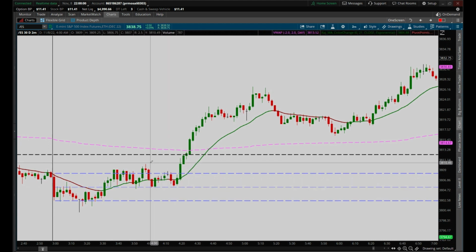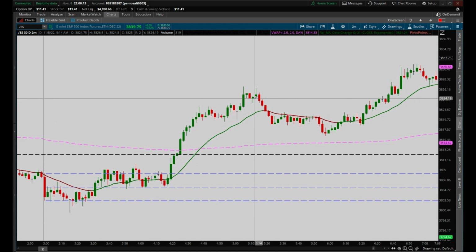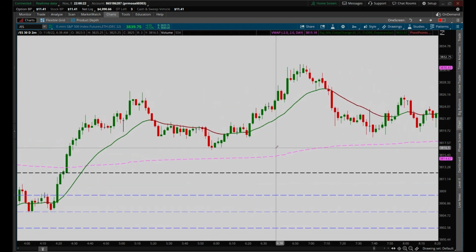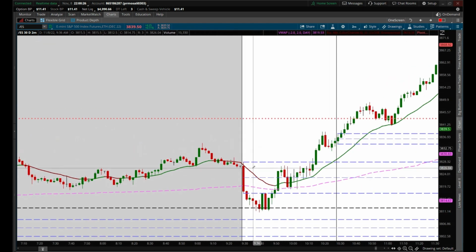I took the trade 1 tick above this, and I left my stop underneath this. And as it was going up, I just kept moving up, and I think I got out somewhere here. So that was pretty good, close to 14 points. The other thing is, now we go to the 9:30 channel.